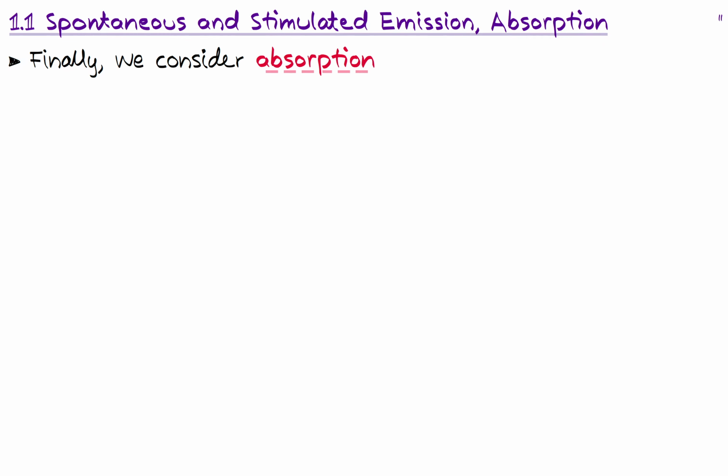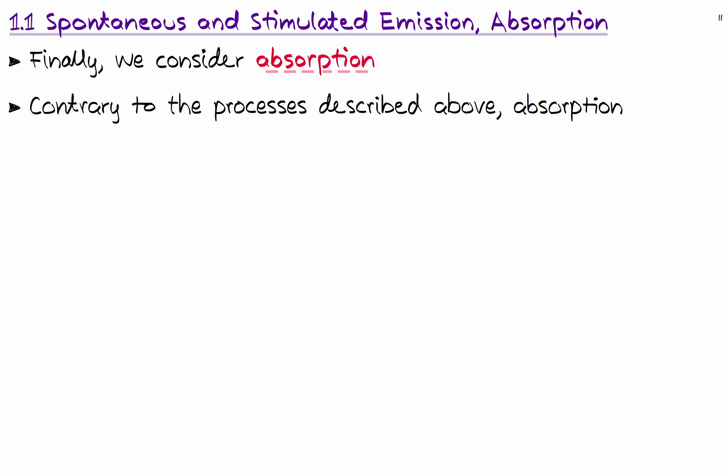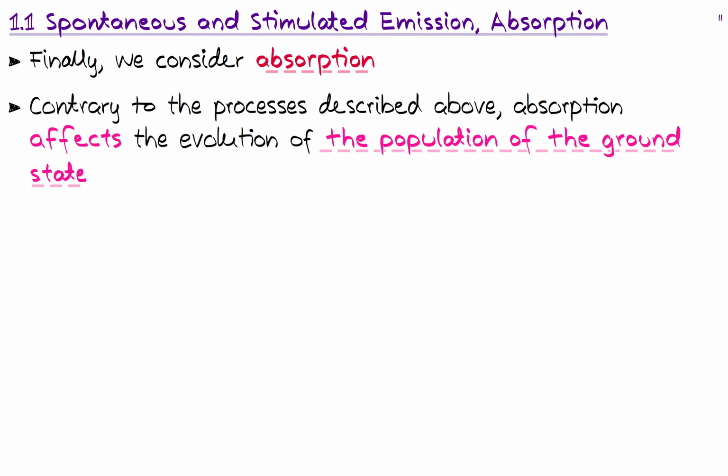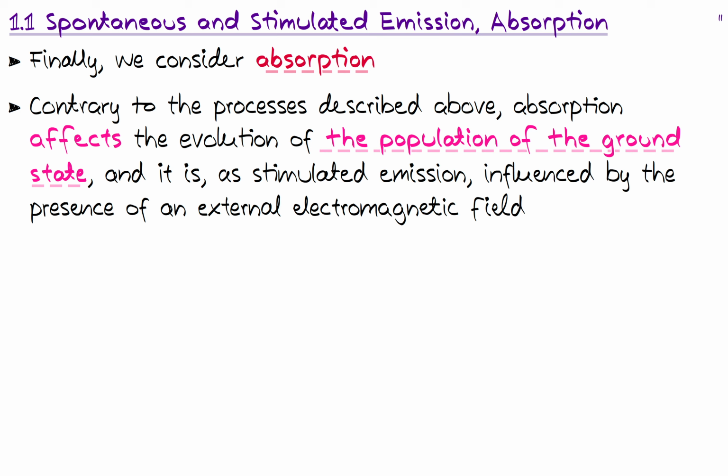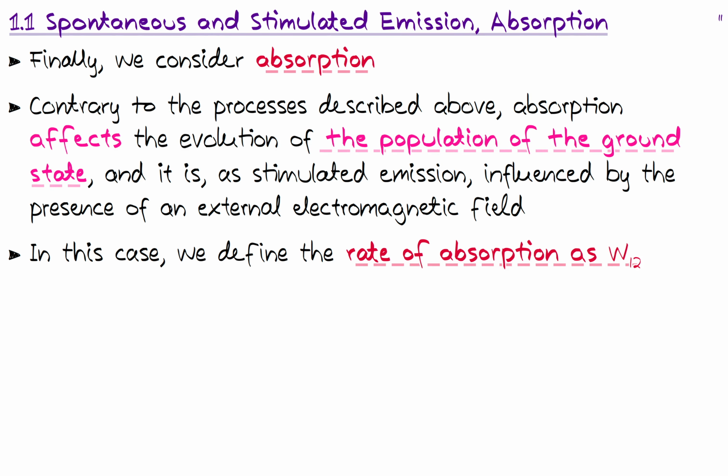Now, finally, we can consider just normal absorption. Unlike the previous process described above, absorption actually affects the evolution of the population of the ground state. It behaves similarly to the stimulated emission process, in that it is influenced by an external electromagnetic field. In this case, I'm labeling the rate of absorption as W12, not W21 as in the previous case of stimulated emission.